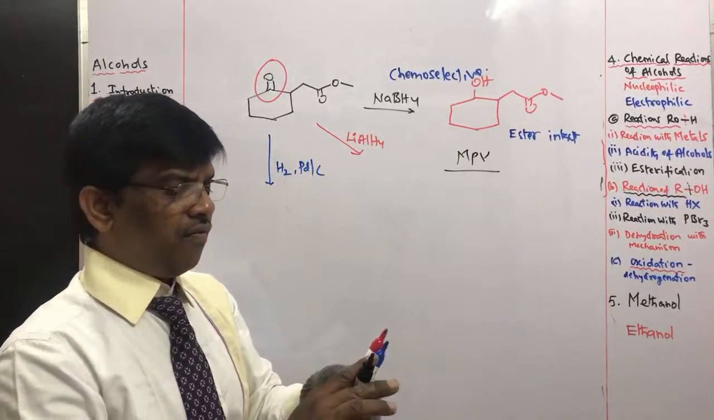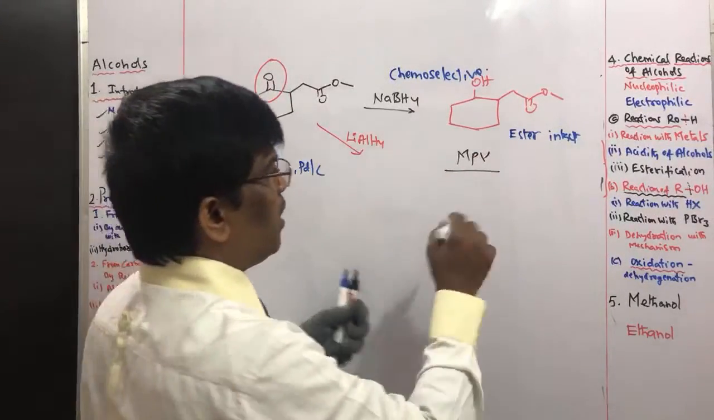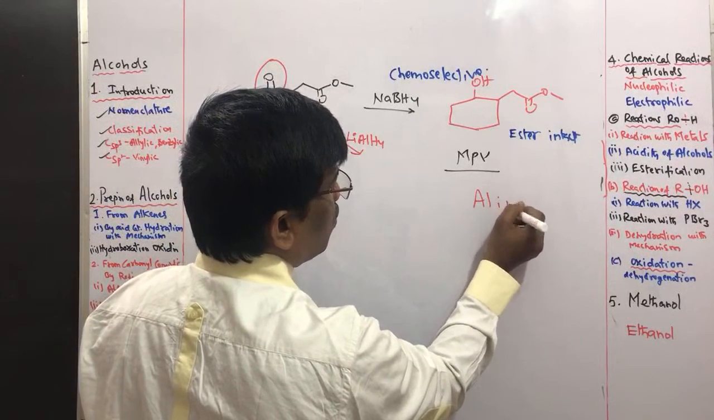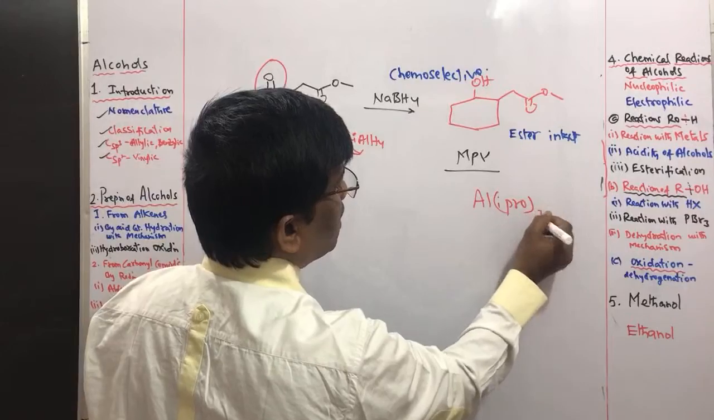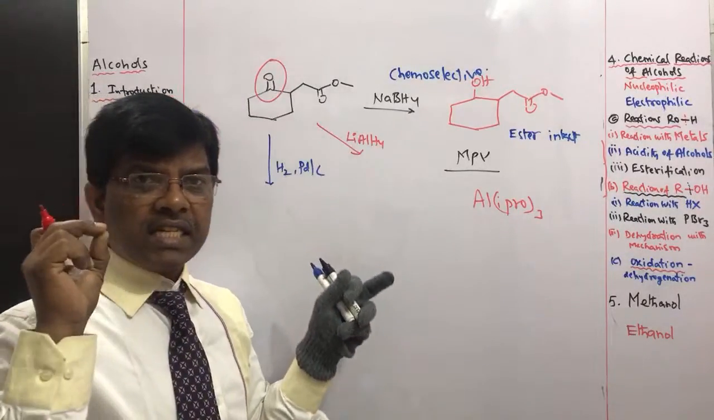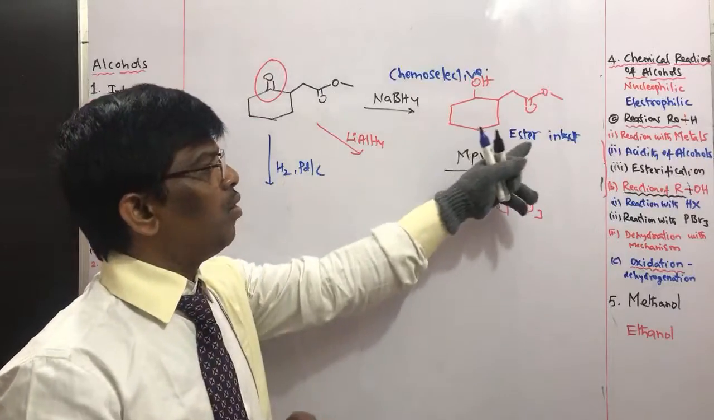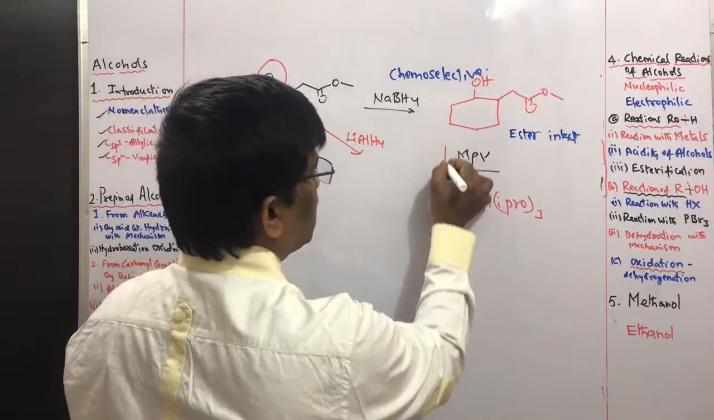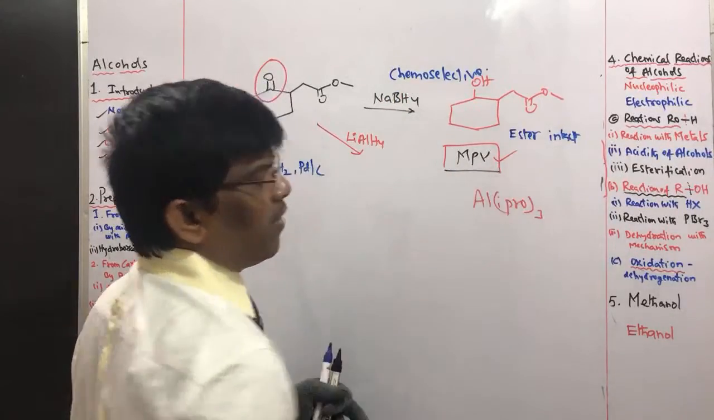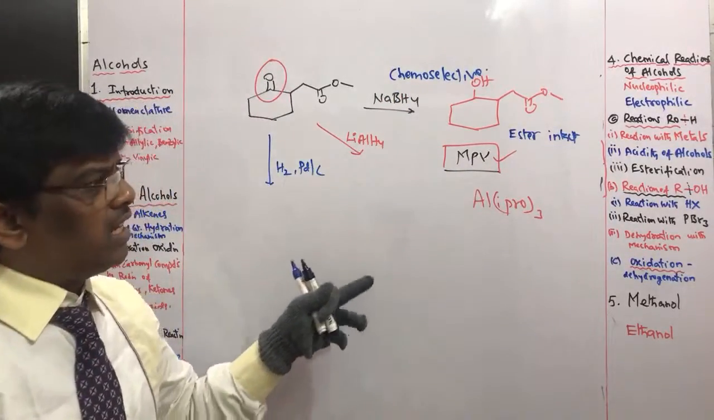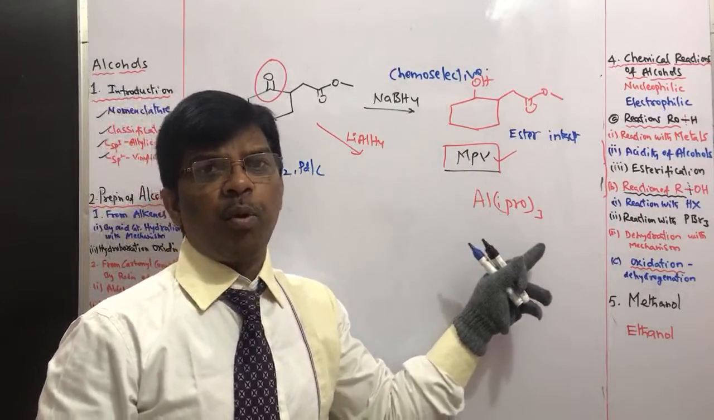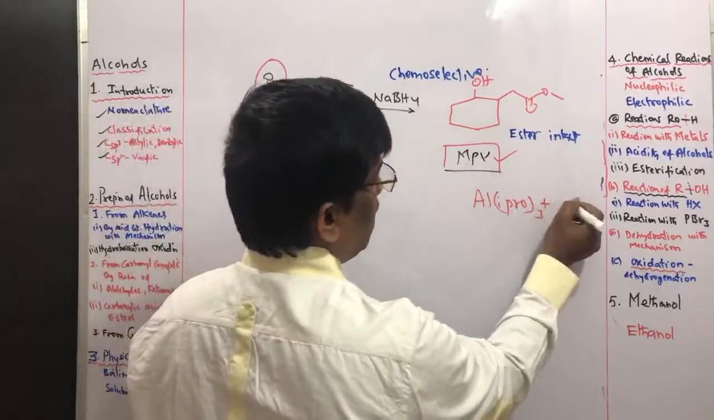Meerwein-Ponndorf-Verley reduction, where aluminium isopropoxide reduces carbonyl compounds chemoselectively to alcohol. So in place of sodium borohydride you can use the MPV reduction reagent, that is aluminium isopropoxide in isopropanol, IPA.